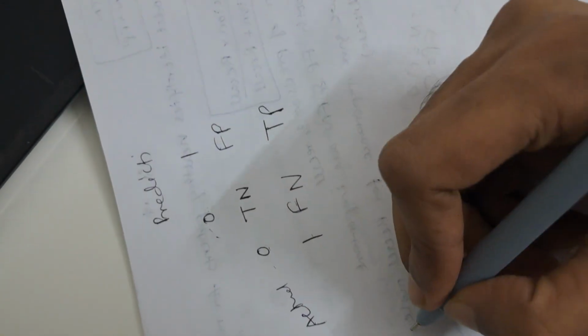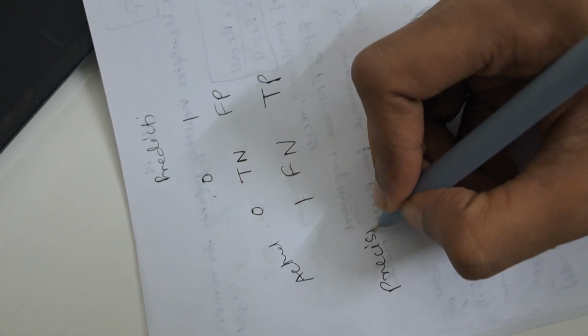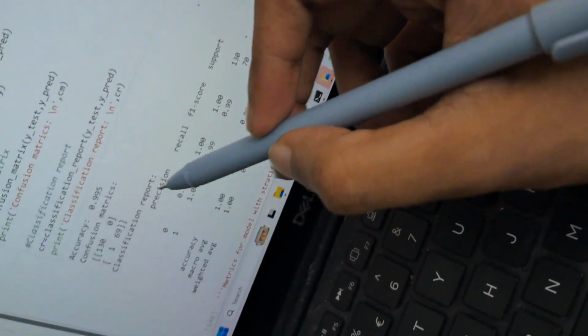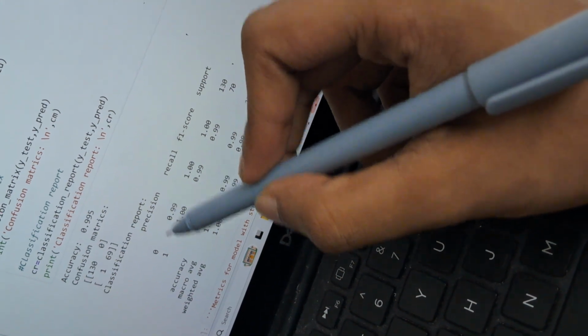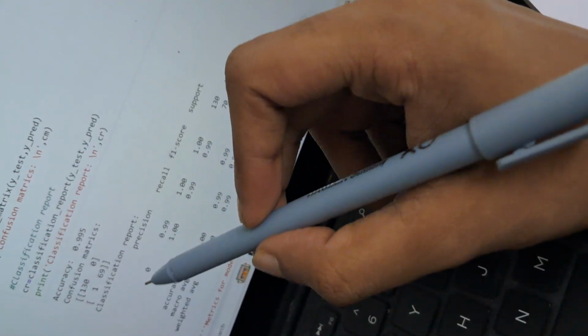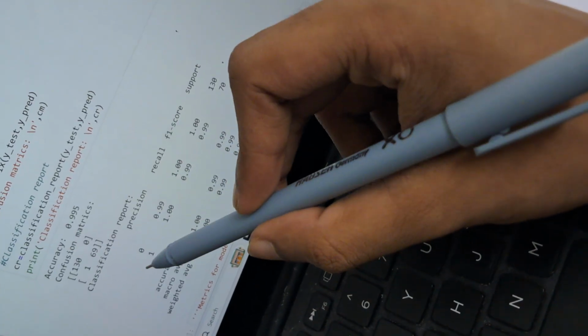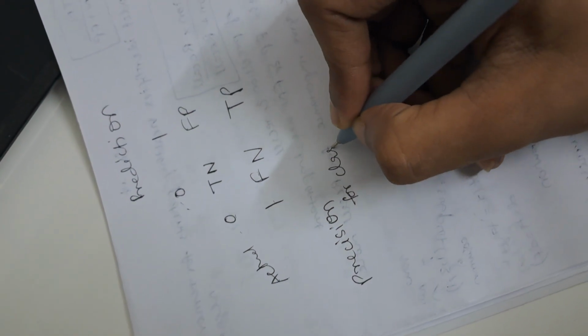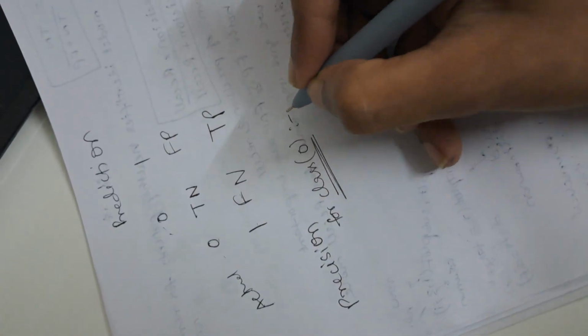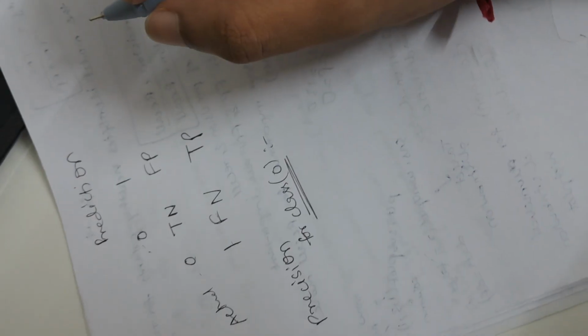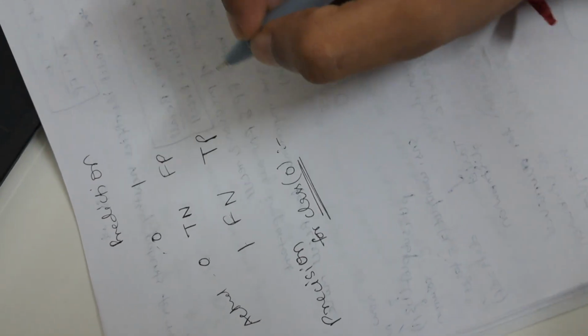Here, what is precision? This is prediction. Precision for class 0 will be computed, and precision for class 1 also. Recall also for class 0, and recall also for class 1. I'll tell what precision for class 0 is. Precision for class 0 means non-diabetic patients. So in total, how many patients has your model predicted as non-diabetic?